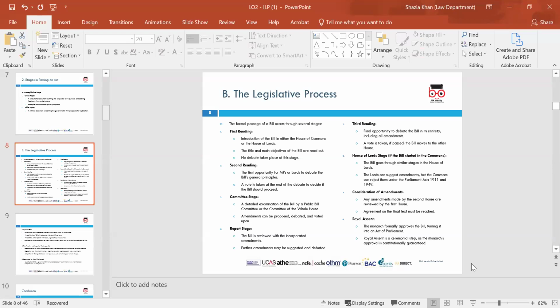And the final thing is the royal assent. This is the final stage of a bill, once both houses agree on it, or just the Commons if the Parliament Act has been used. Then it goes to the Monarch, who will then officially agree to make the bill an act of Parliament. So that is the final stage.